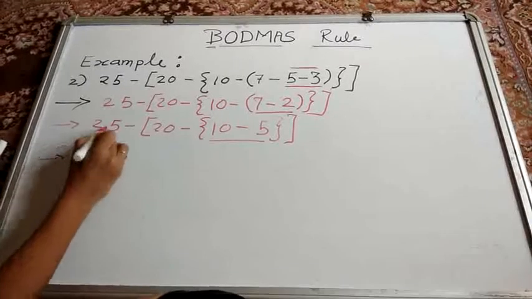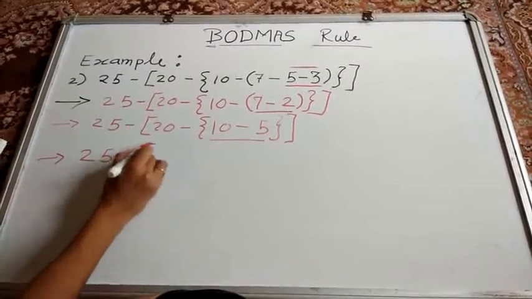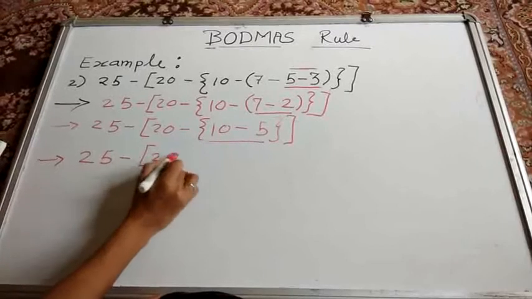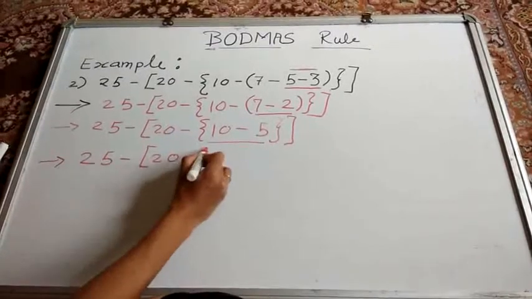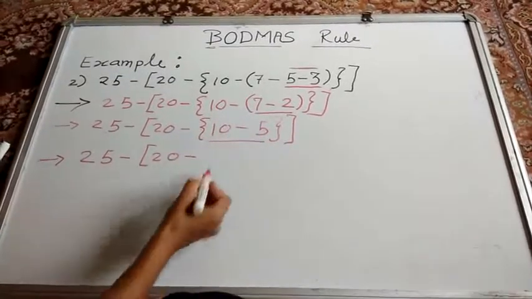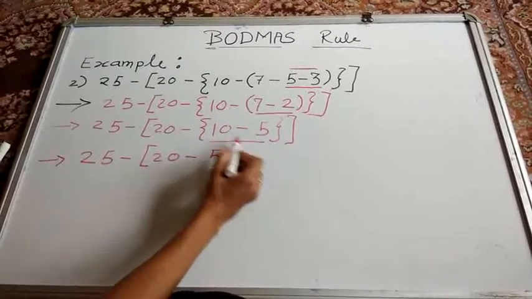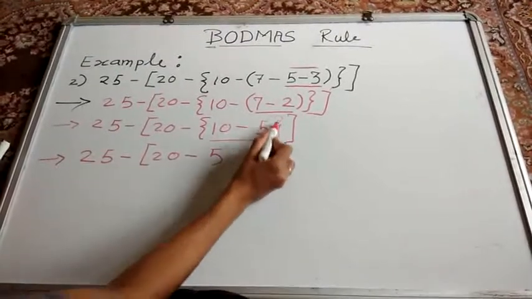Second step is this 25 minus square bracket 20 minus 10 minus 5. Answer is 5. While solving, the bracket must be removed.